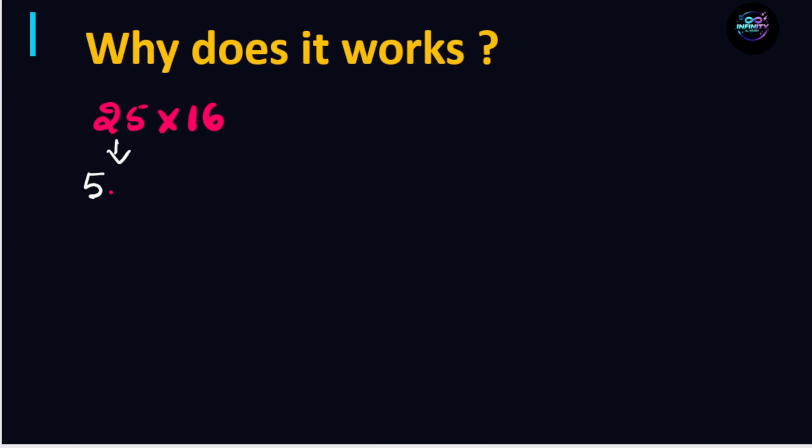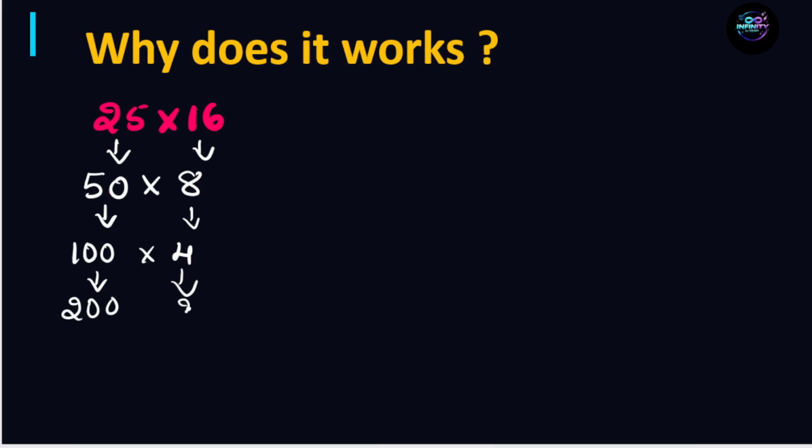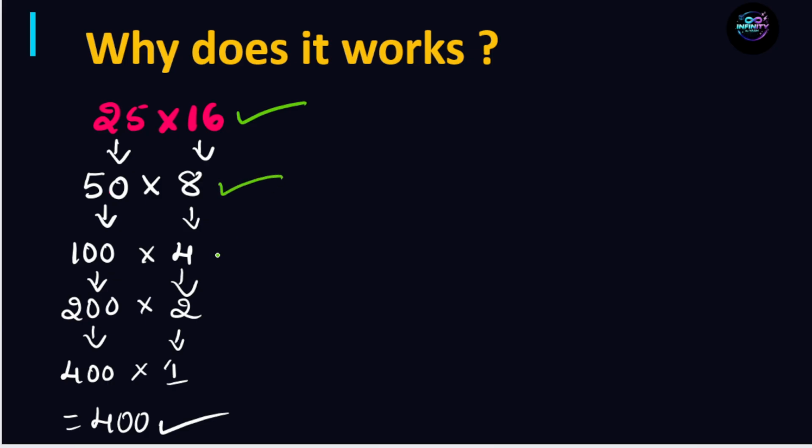25 double is 50. 16 half is 8. 50 double is 100. 8 half is 4. Double of 100 is 200. Half of 4 is 2. Double of 200 is 400. Half of 2 is 1. So the answer is 400. Because 25 times 16, 50 times 8, 100 times 4, 200 times 2, 400 times 1 are all equal.